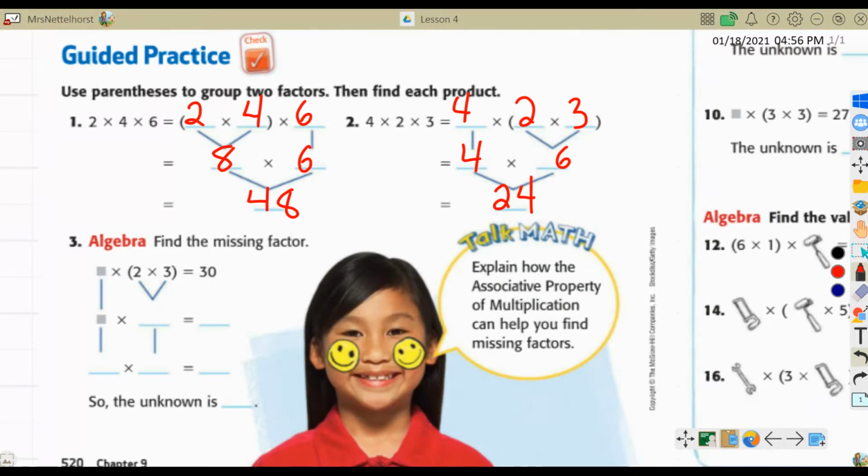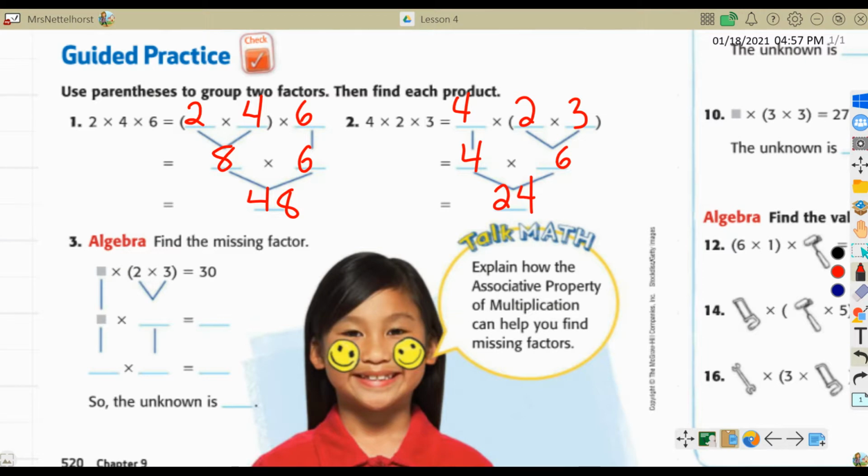Okay, so let's look at find the missing factor. So an unknown times 2 groups of 3 equals 30. So we brought the unknown down. You're going to multiply 2 times 3, then put your product in there that you already know, and then find your unknown by using your multiplication facts on the third set of the third line there, which has 3 blue lines, and then complete the sentence so the unknown is blank. Please pause.